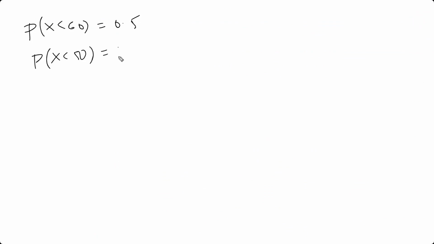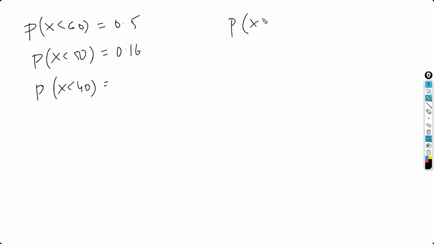Question number 1. What is the probability of x less than 60? It is 0.5. What is the probability of x less than 50? It is 0.16. What is the probability of x less than 40? Next, what is the probability of x less than 70, which is 0.84? And what is the probability of x less than 80? What is the answer?